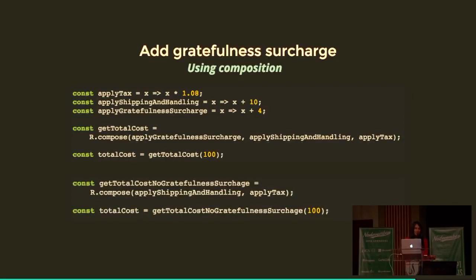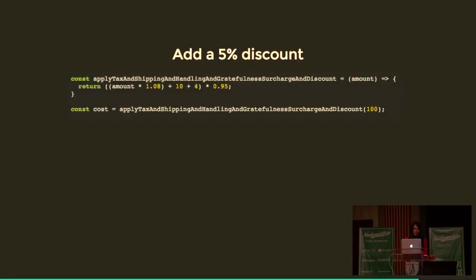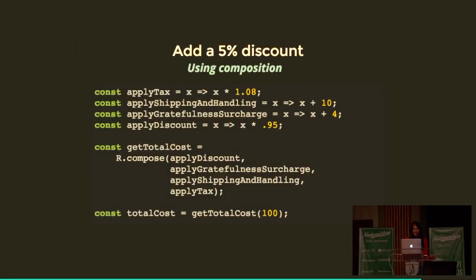And then later, let's say we don't want to add this surcharge, we can also create a separate function that doesn't apply that charge. Later, we want to add a 5% discount. So we can either apply tax and shipping and handling and gratefulness surcharge and discount, or we can use composition and apply our discount and pop it onto our compose stack.